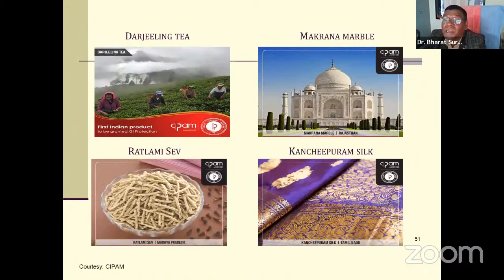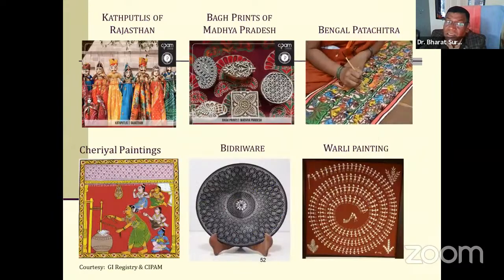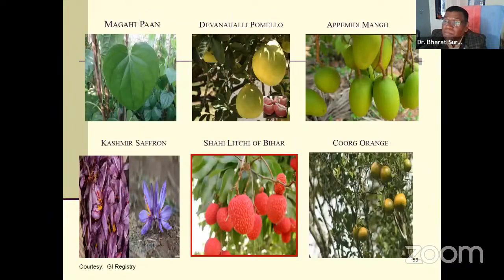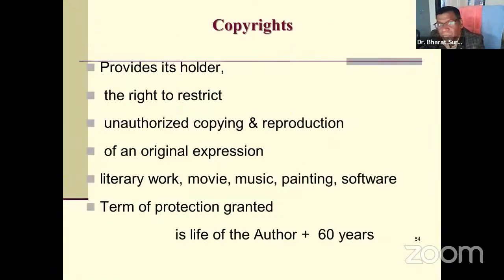Natural products like Makrana marble of Rajasthan, Ratlami sev, Kanchipuram silk sari, Cheriyal paintings, Bidriware of Bidar, Karnataka, Maghai paan, Devanahalli pomelo, Alphonso mango, Kashmiri saffron, Shahi litchi of Bihar, Coorg oranges. So even in agricultural products, you can get natural products, and manufactured products too. You can get GI for that.